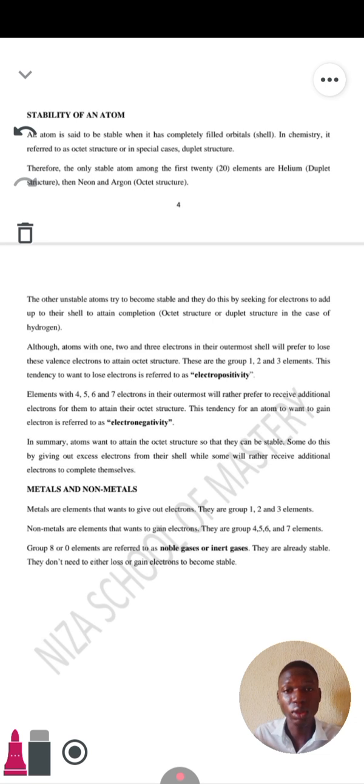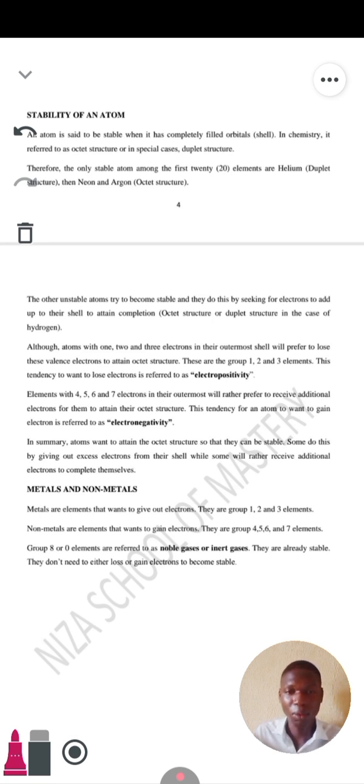I'm sure by now you know what a shell is, and you know electronic configuration. In case you don't know shell and electronic configuration, you need to go back to the previous classes and check them before you continue this class. Don't force it. If you don't know, go back and check. All right, so I go on. So when it has a completely filled shell.